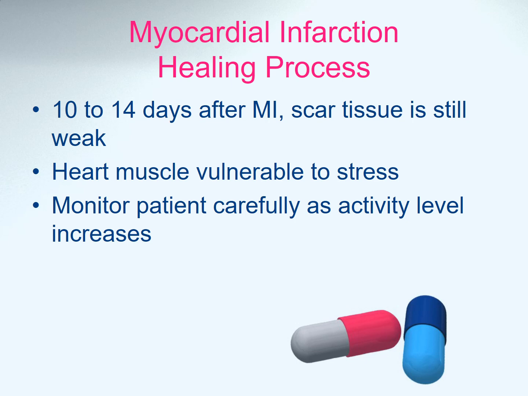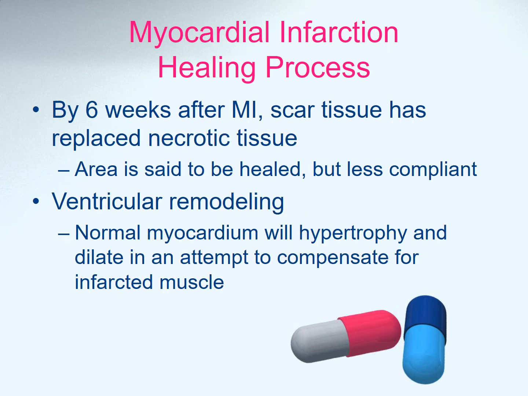10 to 14 days after the MI, the new scar tissue is still weak. The heart muscle is vulnerable to increased stress during this time because of the unstable state of the healing heart wall. It is also at this time that the patient's activity level may be increasing, so special caution and assessment are necessary. By 6 weeks after the MI, the scar tissue has replaced necrotic tissue and the injured area is considered healed. Often the scarred area is less compliant than the surrounding area, and this condition may be manifested by abnormal wall motion on an echo or nuclear imaging, left ventricular dysfunction, altered conduction patterns, or heart failure.